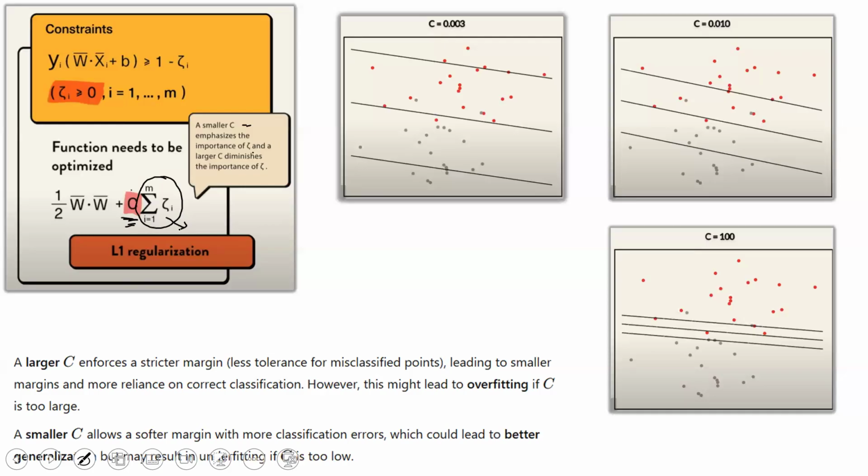A smaller C emphasizes the importance for sigma and a larger C diminishes the importance for sigma. Okay, how will it actually do that? Let's understand this with an example.